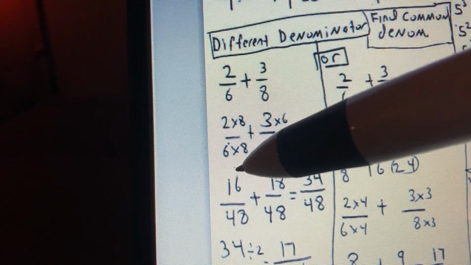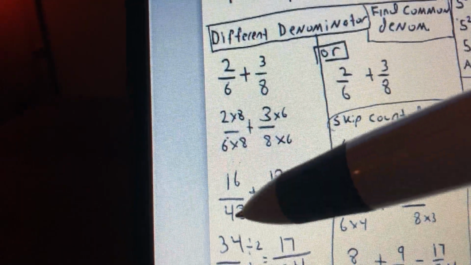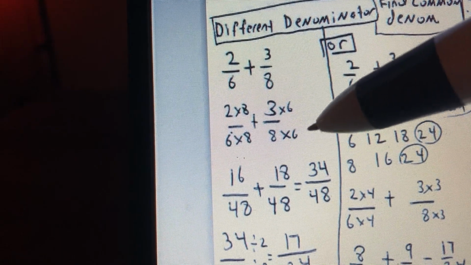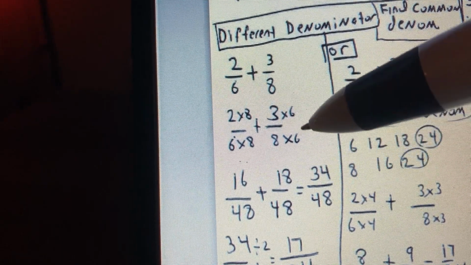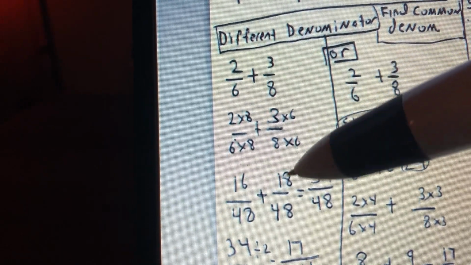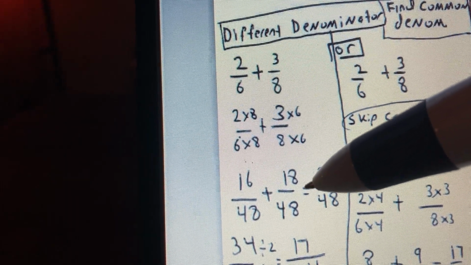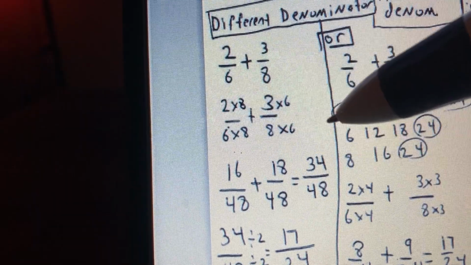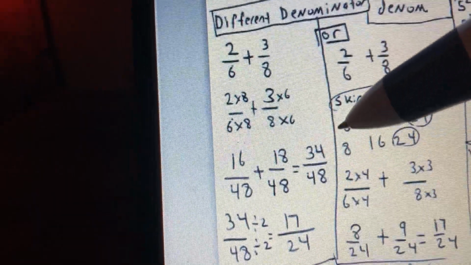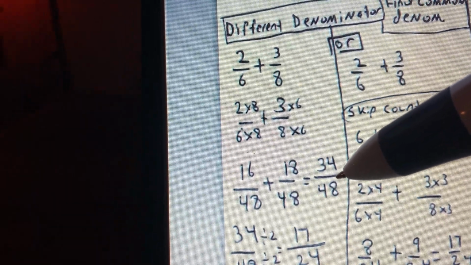What you do to the bottom, you do to the top. 2 times 8 is 16. Look right here. 8 times 6 is 48. Well, you said times 6, so do it to the top. 3 times 6 is 18. Add up the top, 34, but the bottom stays the same. Don't be adding the bottom up. That'd be crazy town. It's 34/48, which in reality, you can't have that, so you need to simplify.